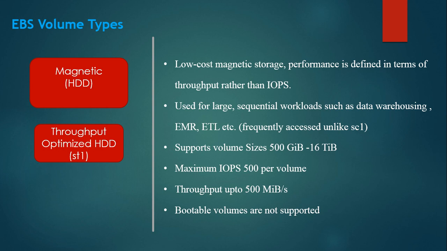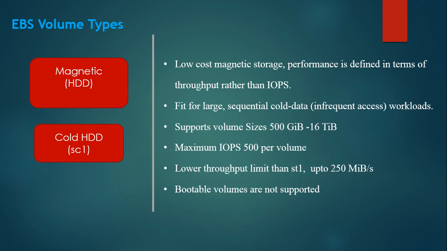These disks are used for large sequential workloads such as data warehousing, EMR, ETL, etc. It supports a size from a minimum of 500 GB to 16 terabytes. So the minimum volume can be 500 GB if you want to create a volume of throughput optimized HDD. Maximum IOPS is 500 per volume. Throughput is supported up to 500 Mbps, and importantly, bootable volumes are not supported. So if you want to install an operating system on this disk, then this disk does not support that.